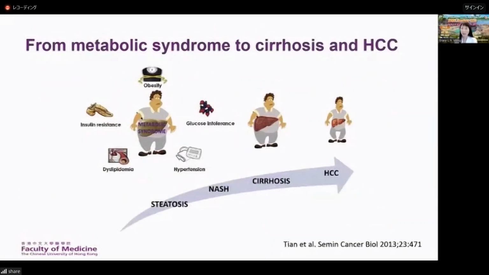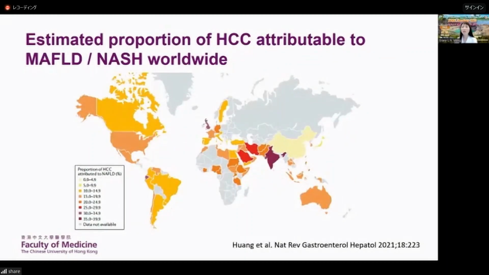It involves a lot of important risk factors of metabolic syndrome like insulin resistance, obesity, glucose intolerance, hypertension, and dyslipidemia. So when we talk about how to prevent it, all these metabolic risk factors are indeed our key targets to control and to improve. As an overview, HCC attributable to MAFLD or NASH will vary quite a lot worldwide. In fact, Asia is catching up.